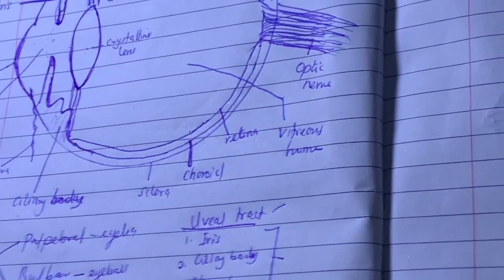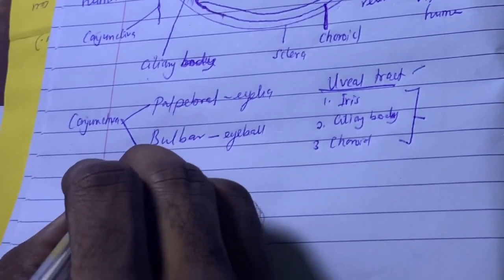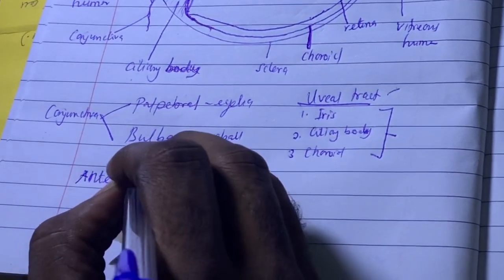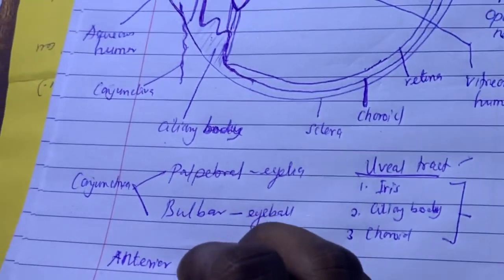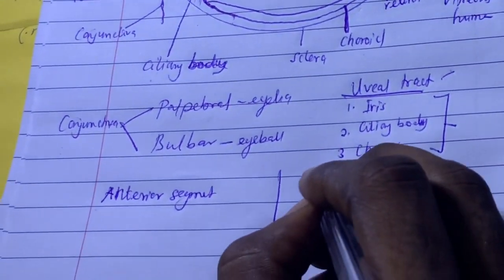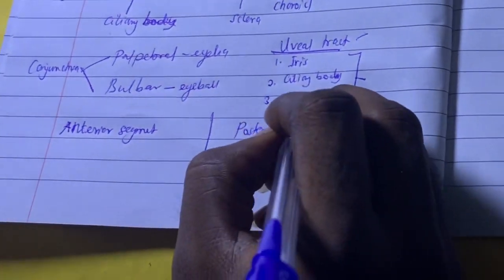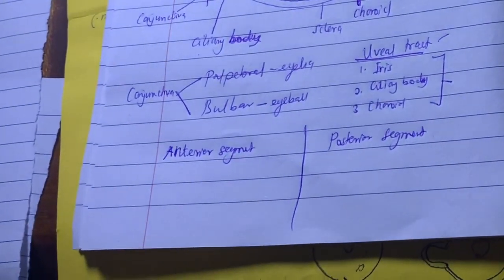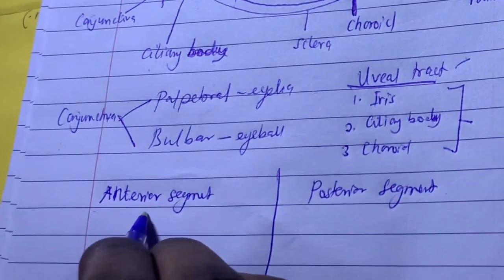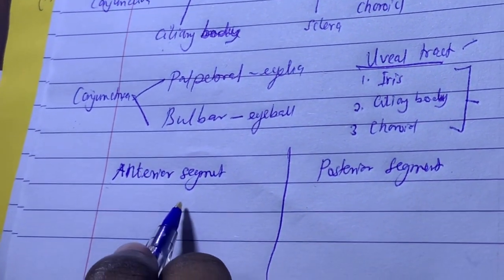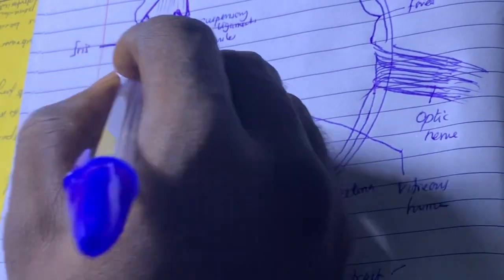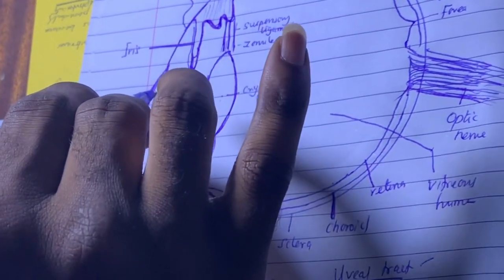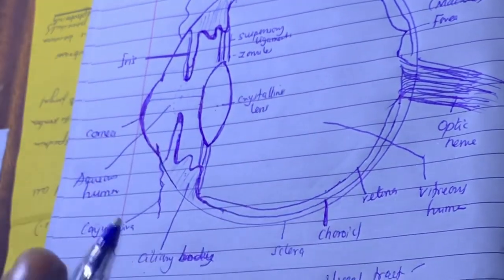Now let's look at the anterior segment, and let's look at the posterior segment. The anterior segment is between the cornea and the anterior surface of the crystalline lens. So this whole part is called the anterior segment.